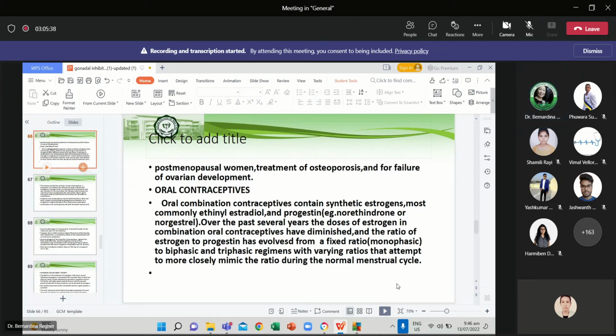It's to copy or mimic the ratio during the normal menstrual cycle. It depends on the content of progestin and estrogen in a woman's body. Okay.